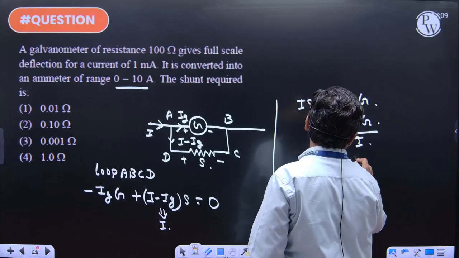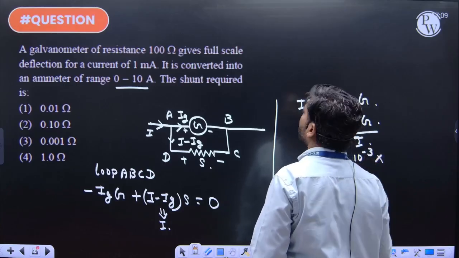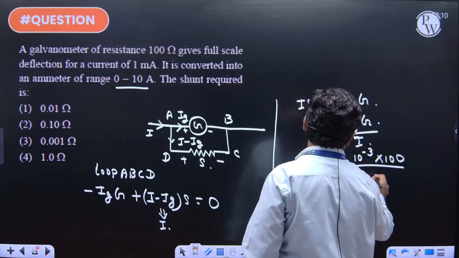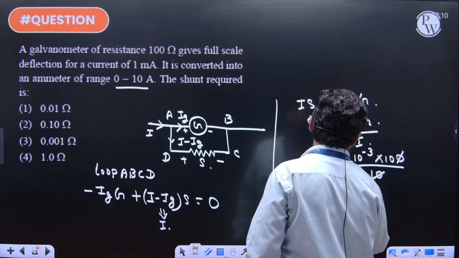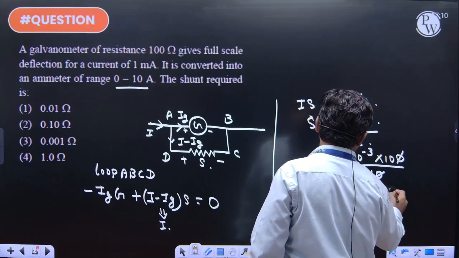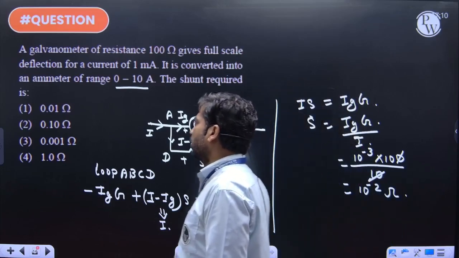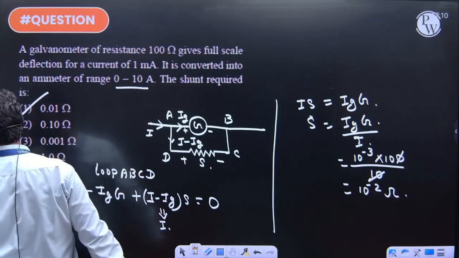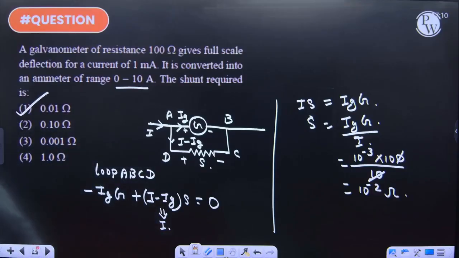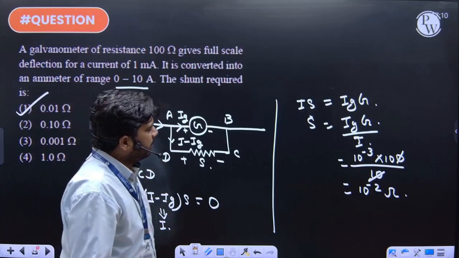1 milliampere. So 10 to the power minus 3 into capital G is 100 divided by current I is 10 ampere. How much is it? 10 to the power minus 2 ohm. So which one is the correct? 0.01 ohm. Let me check the answer. Okay, it is correct. Yes, 0.01 ohm is the correct option. Fine.